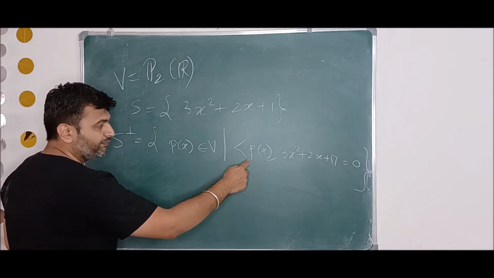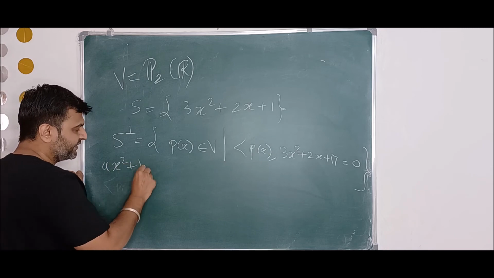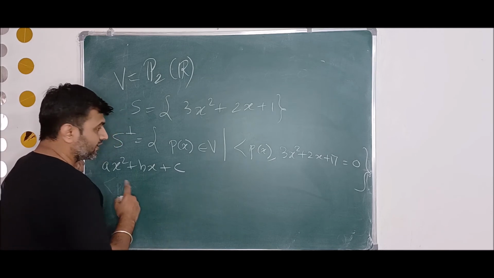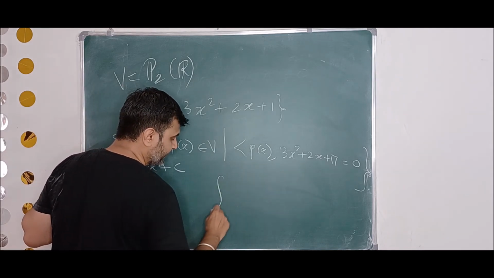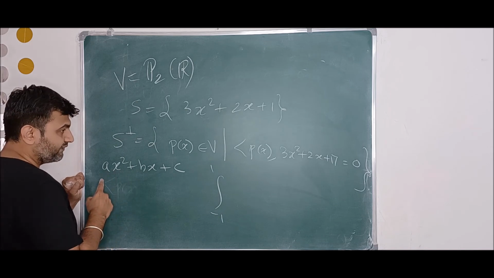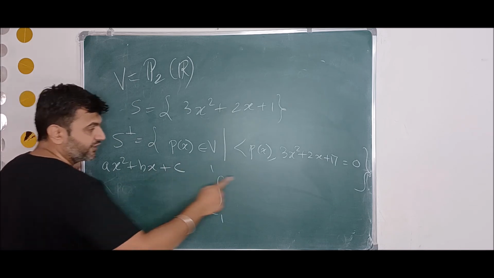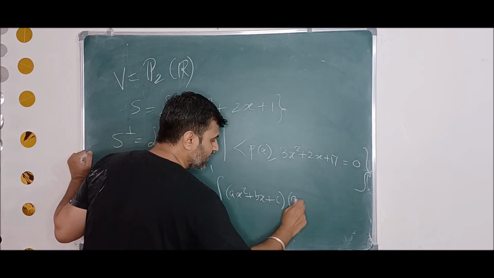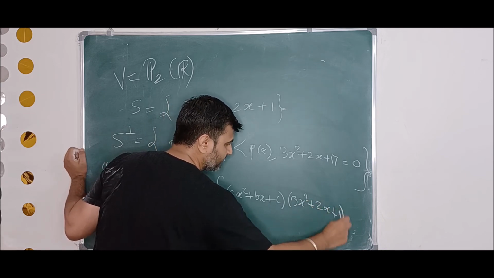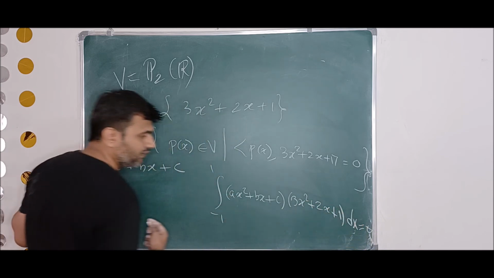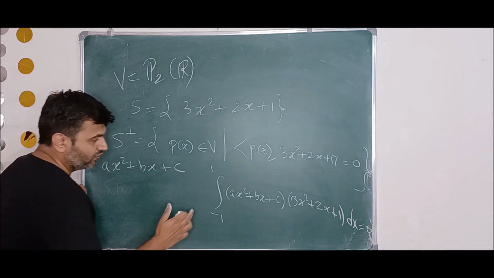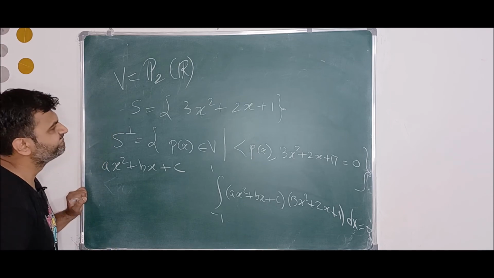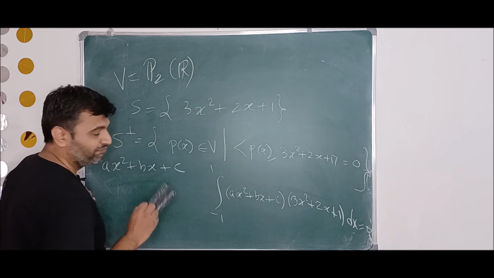Okay, so let me call P of x as ax square plus bx plus c. I want to find a, b, c. Now what do I get? When I do this, what is the inner product of this? Integration from minus 1 to 1. What is my p of x? It is this, and q of x is this. So I have ax square plus bx plus c into 3x square plus 2x plus 1 dx equal to 0. Now I have to multiply this and find a, b, c. Actually this will be a big calculation for me.